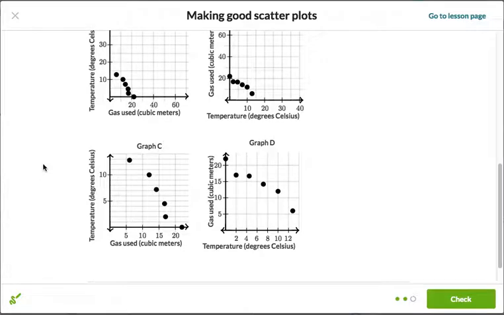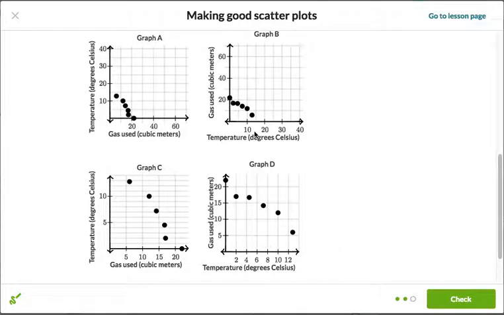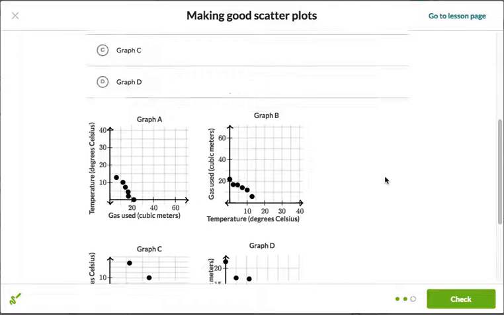Let's take a look at that. Temperature is on the x-axis, so we're going to be looking at B or D. And again, now it becomes obvious. We almost don't have to look at those scales, but we can see here again, 0 to 13, 0 to 25. These are the ranges we were given, and it's nicely spread out. So graph D is what we're going to go with there.